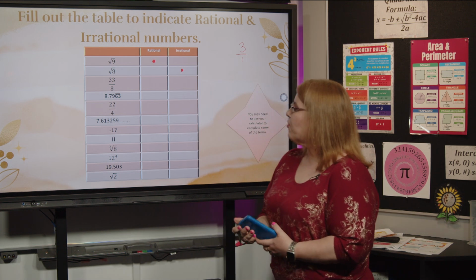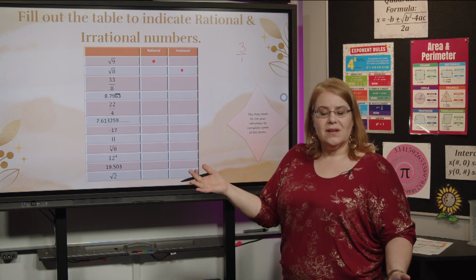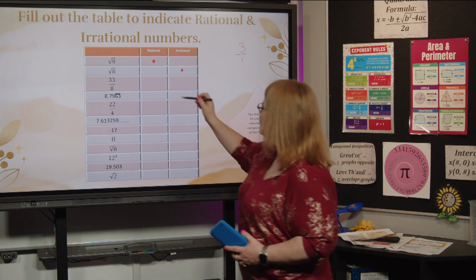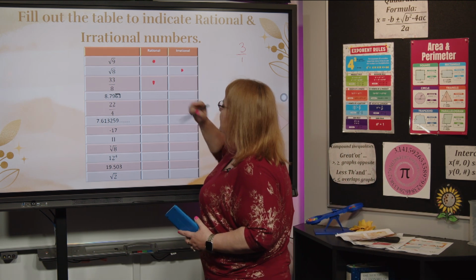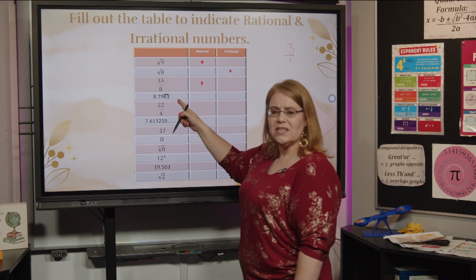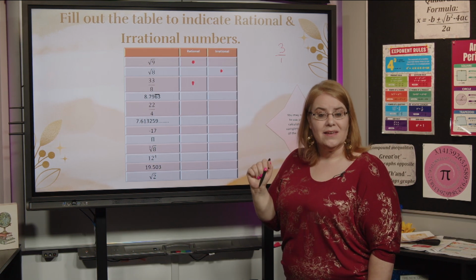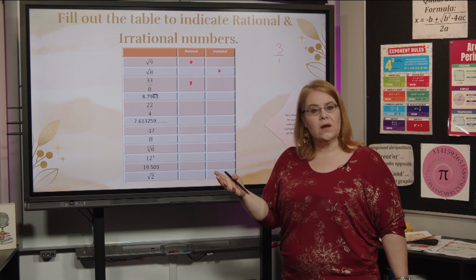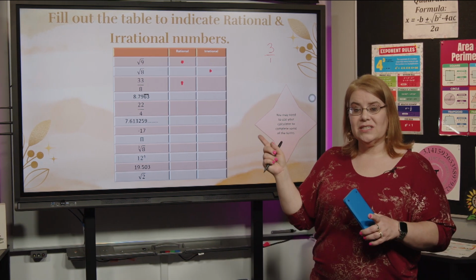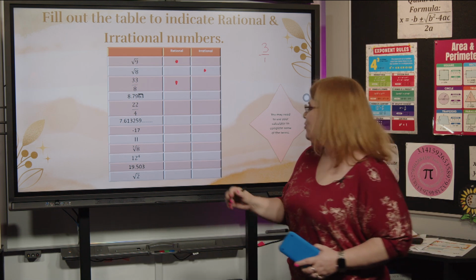What about 33 over 8? It's already a fraction. So since it's already a fraction, what can we say? It's a rational number. All right, look at this next one. I have 8.7963 with a line over the 63. What does that line tell me? It's repeating. What did we learn about repeating numbers? That we can put them in fractions. And since they can be put into fractions, that means they are rational numbers.